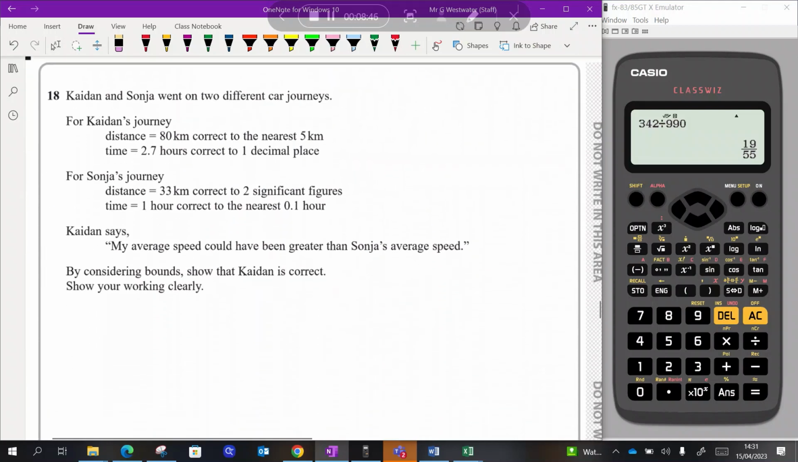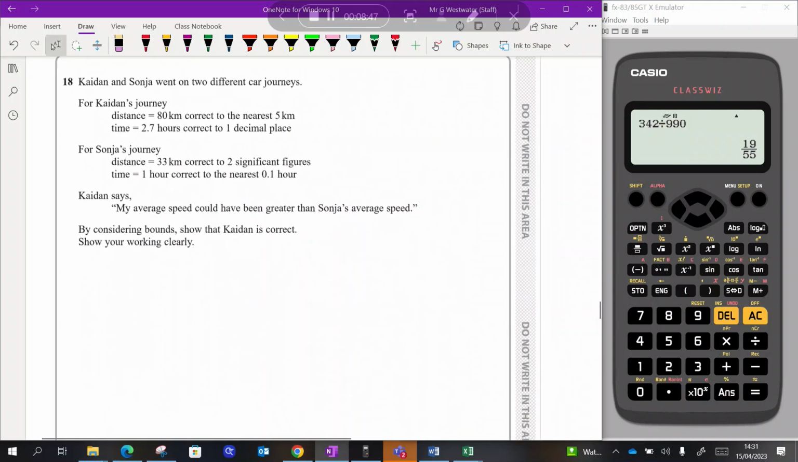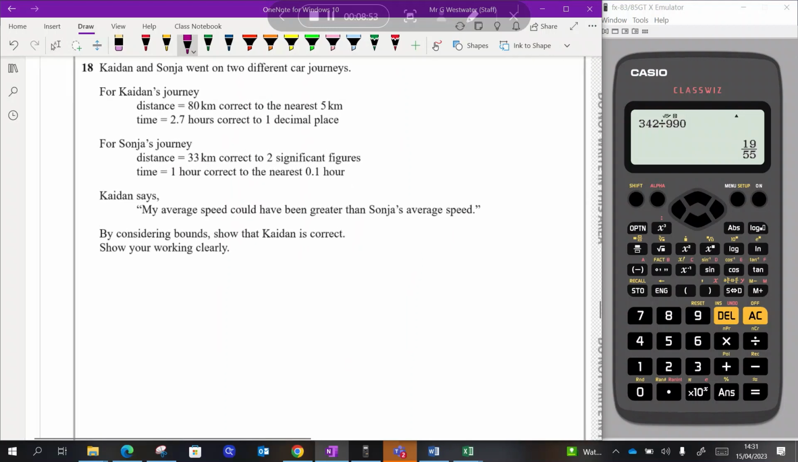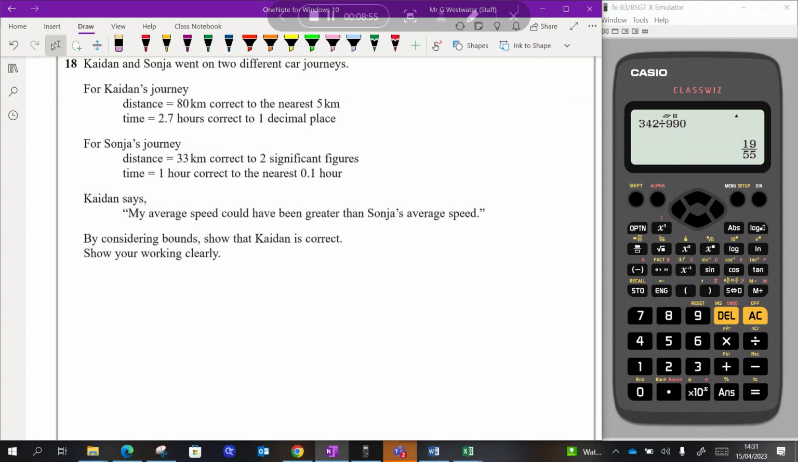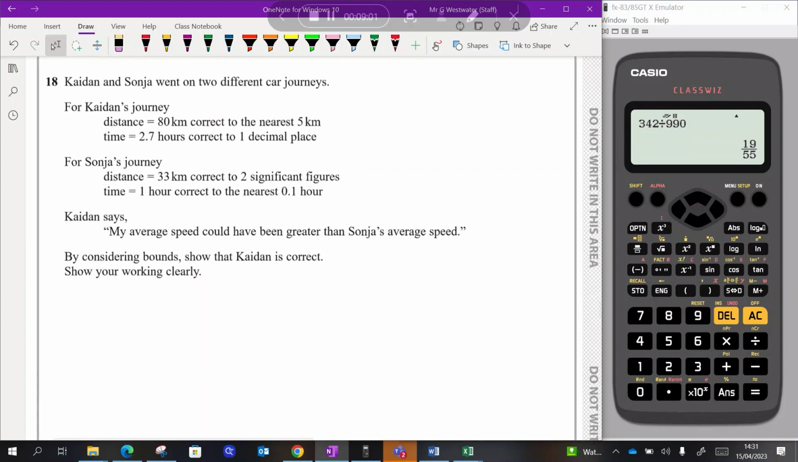Okay. On to question 18, our upper and lower bounds question. Also a compound measures question to do with speed, and there's almost always a question on speed and meters per second or kilometers per hour. So let's have a look at this one.